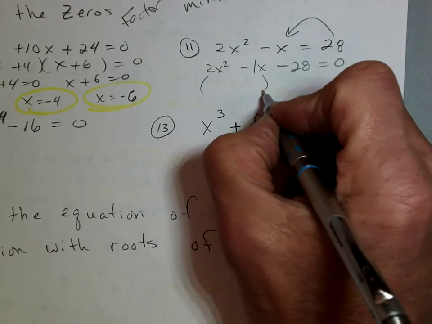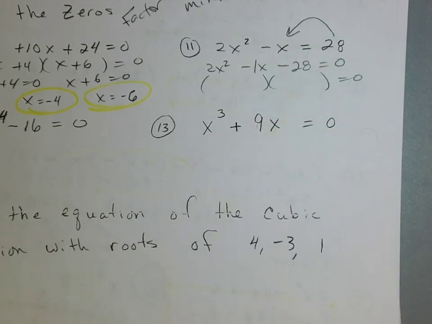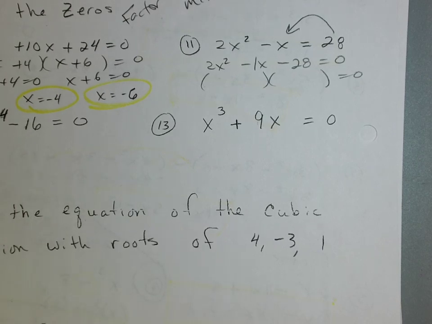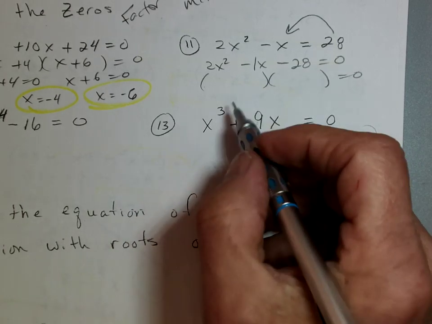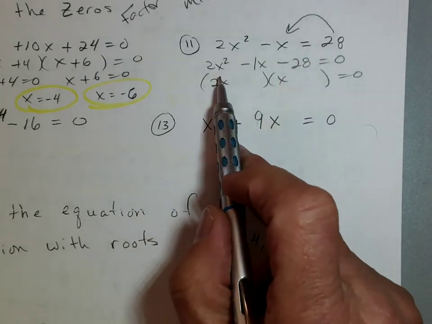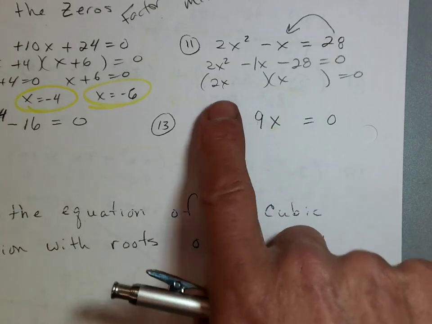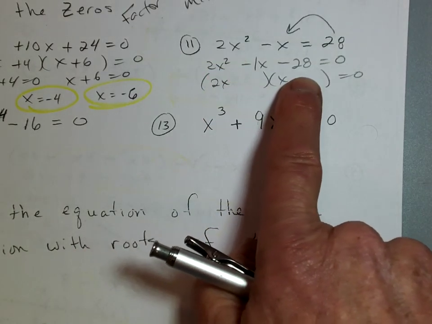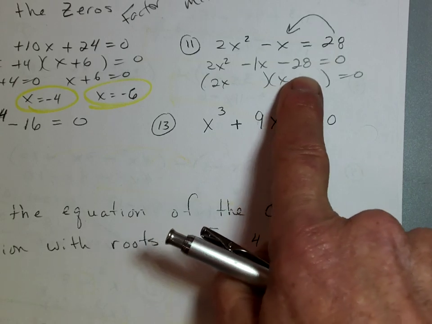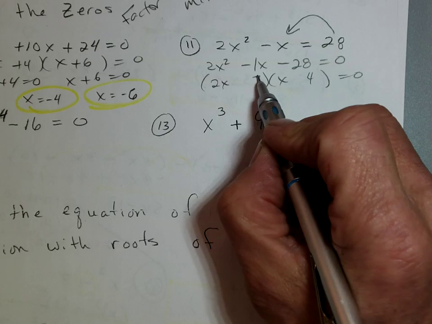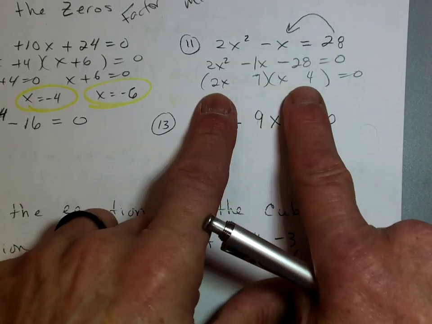Okay, parentheses equals 0. All right, 2x and x. That's the only way I can get a 2x squared, right? And now 28, I'm thinking 4 and 7. Now I got to check my double smiley. But if I put the 4 here and the 7 here, let's see how that's going to do it. Okay, I'm just going to check it.